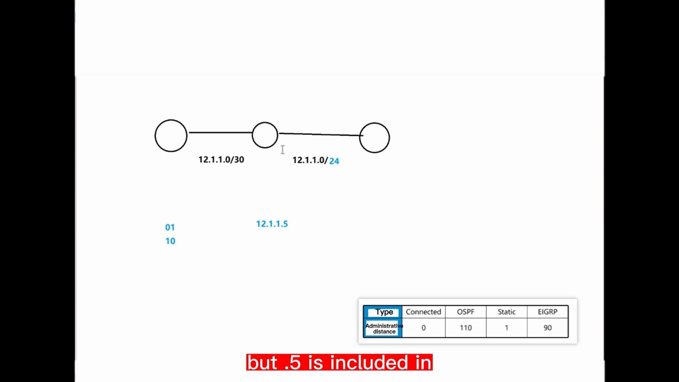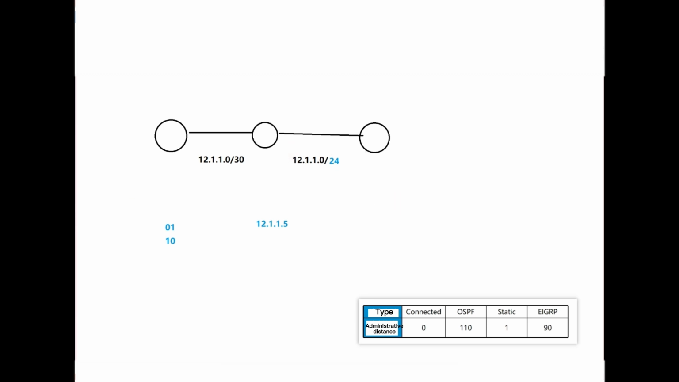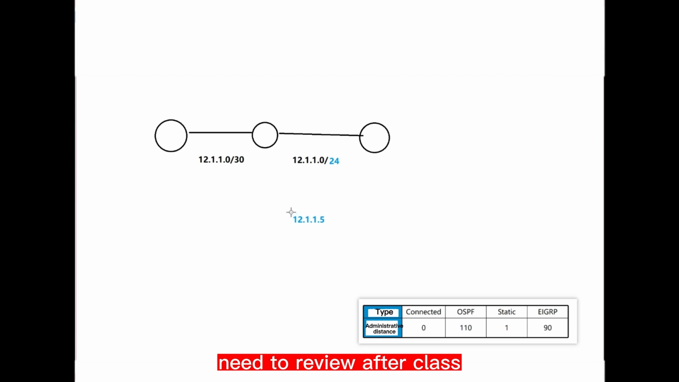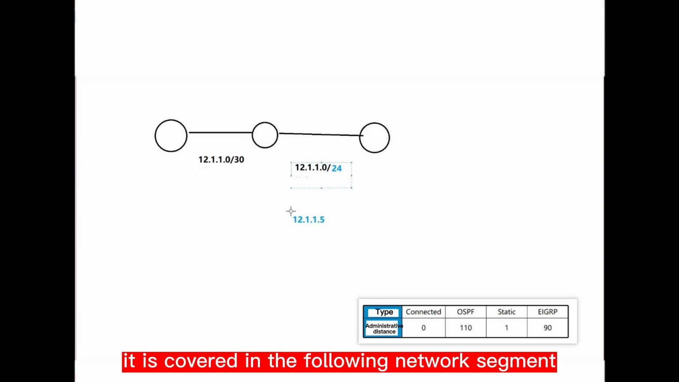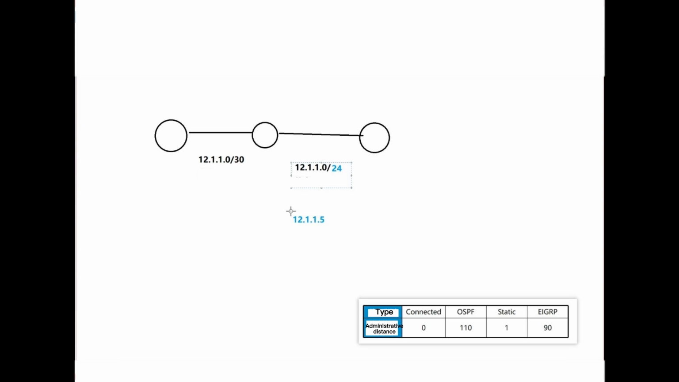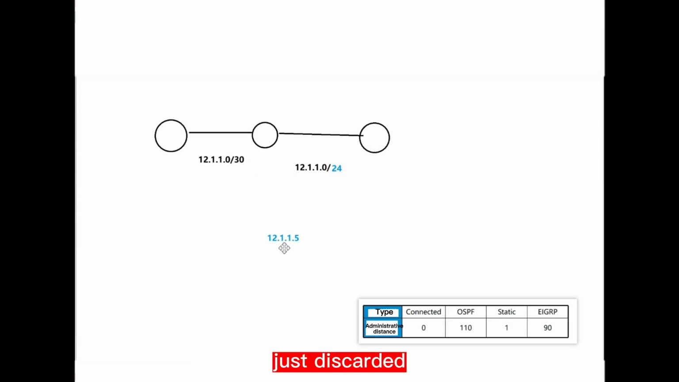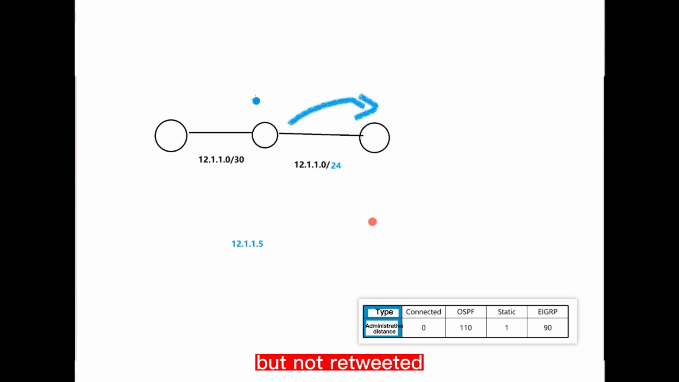But .5 is included in the network segment of the 24-bit mask on the right. If you don't understand what I'm saying, that means when I talked about subnetting before, you may not have grasped it well. Review after class. In fact, it is covered in the following network segment. If this route had not been added to the routing table just now, the data coming in would just be discarded. Obviously the data can arrive, but it is not forwarded.